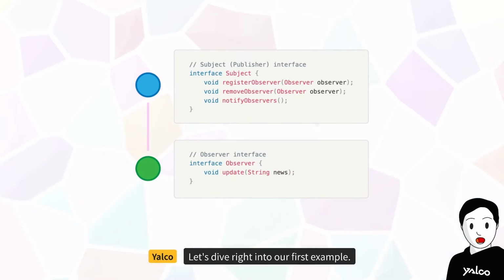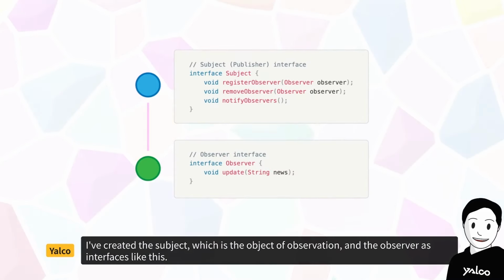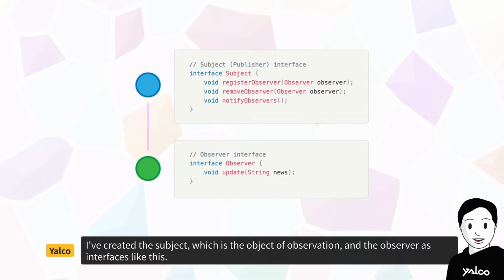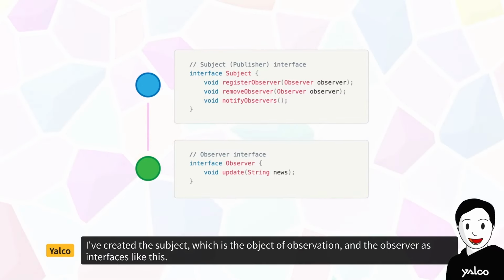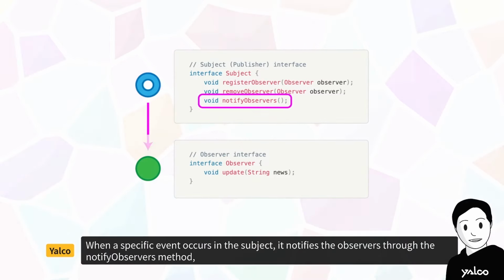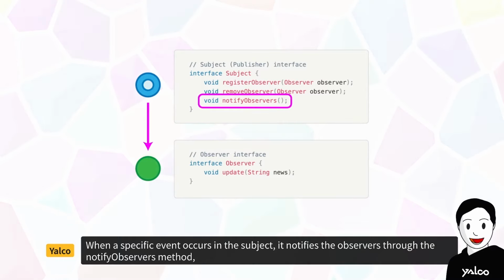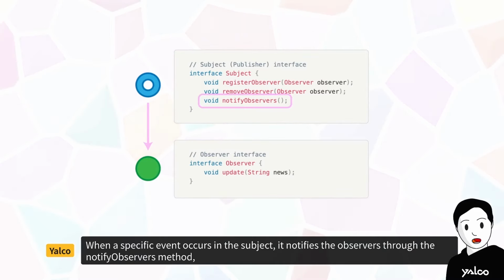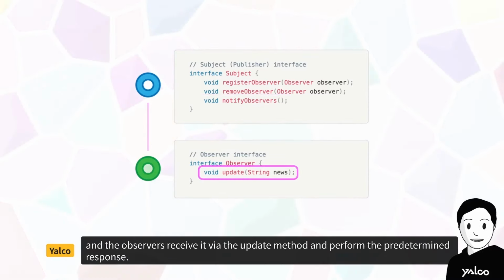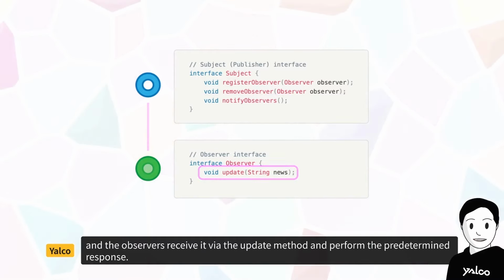Let's dive right into our first example. I've created the subject, which is the object of observation, and the observer as interfaces like this. When a specific event occurs in the subject, it notifies the observers through the notify observers method, and the observers receive it via the update method and perform the predetermined response.